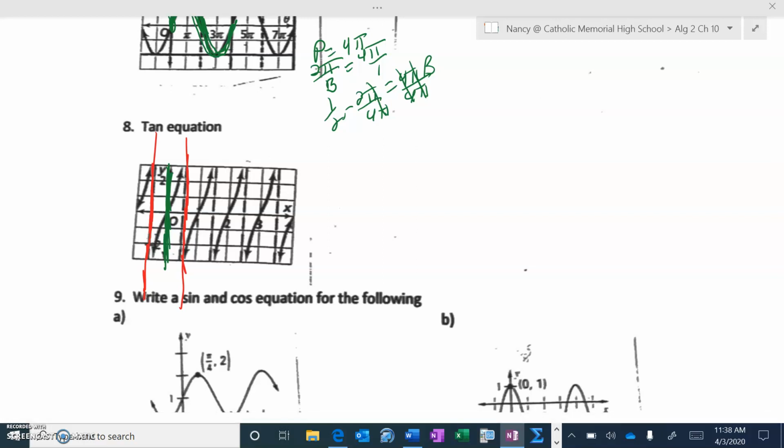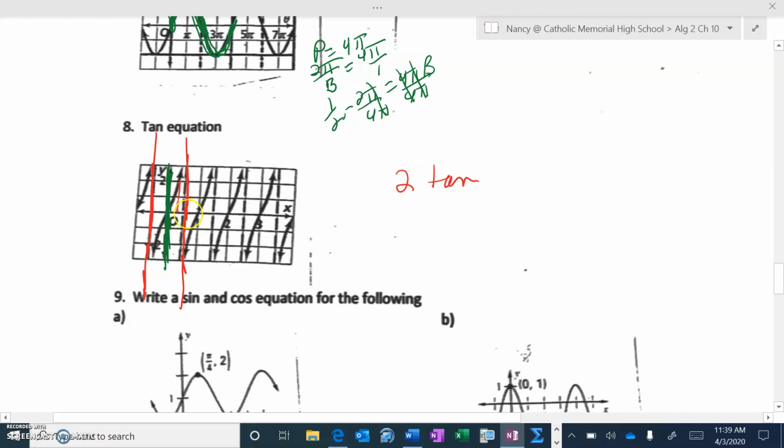So the first thing I know, there's no vertical shift. I would find my amp number. So go in the middle between the y-axis and the asymptote as best you can and go up. And it looks to me like I'm approximately at 2. If you said 1, I wouldn't mark you wrong, but I really think the middle is at 2. So this is 2 tan.